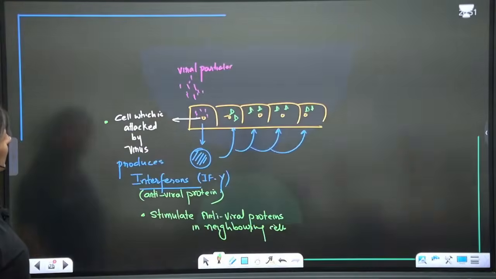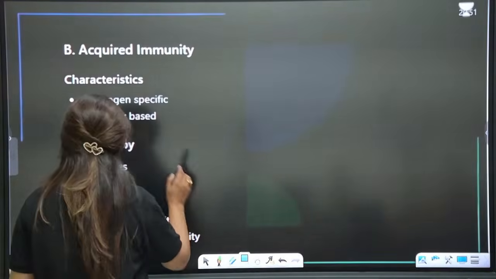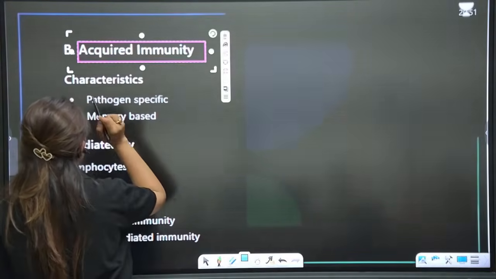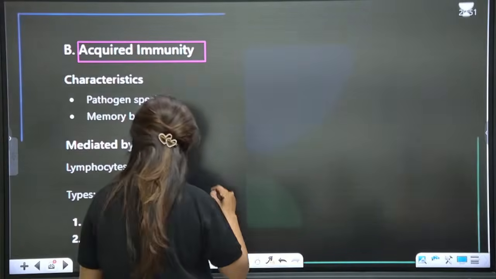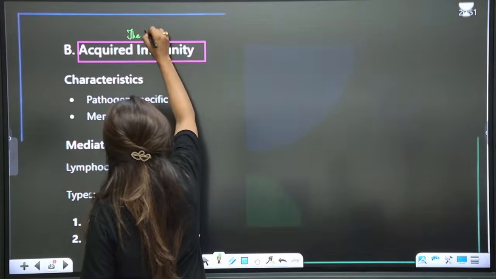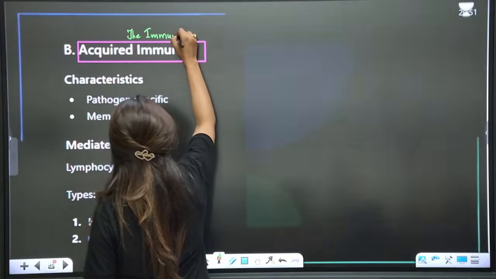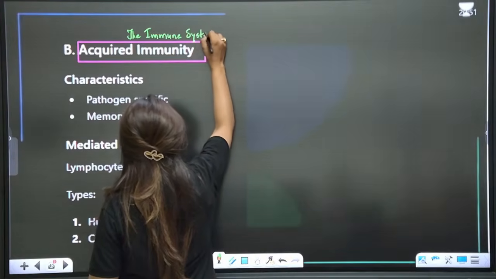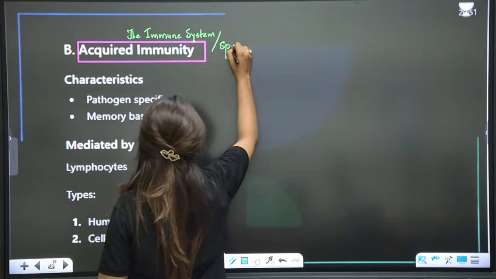Clear to everyone? Then guys, we have acquired immunity. In acquired immunity, what are the characteristics? Acquired immunity is also known as the immune system, or we call it specific immunity.